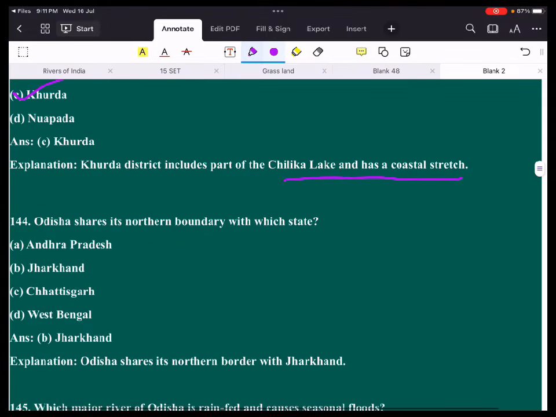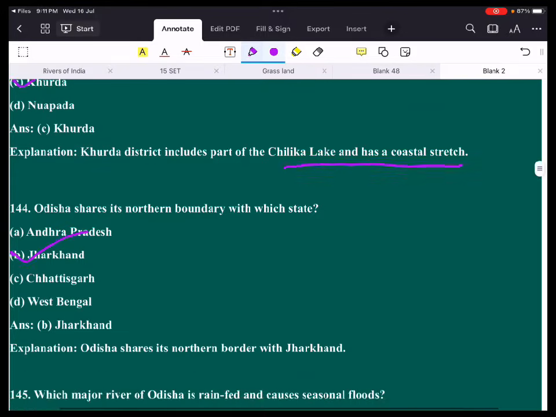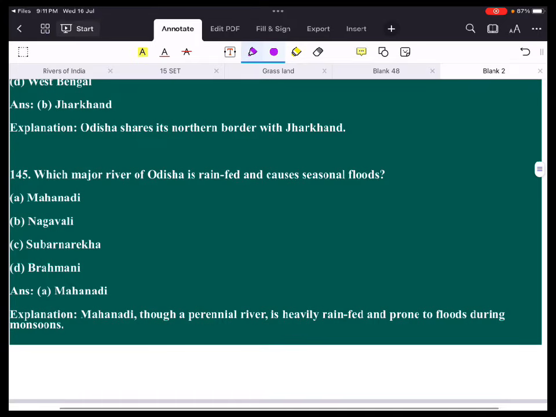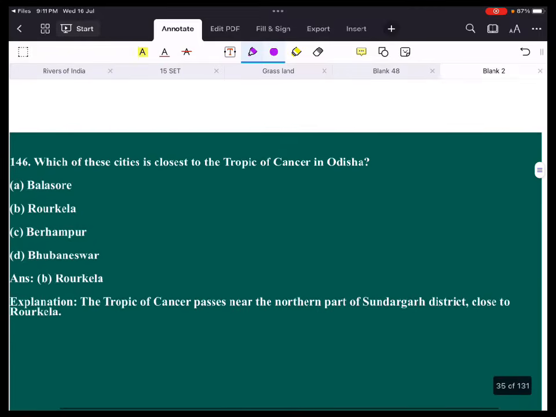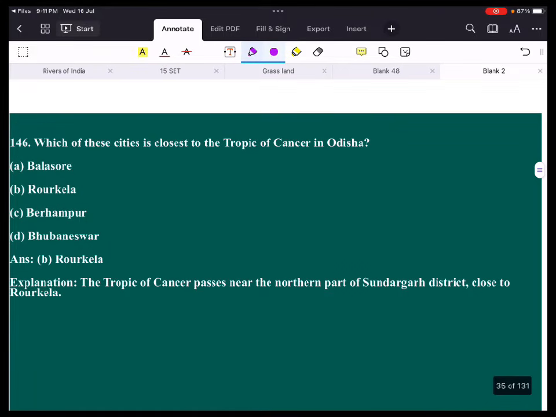Odisha shares its northern boundary with which state? That is Jharkhand, option B. Which major river of Odisha is rain-fed and causes seasonal floods? That is option A, Mahanadi. Which of these cities is the closest to the Tropic of Cancer in Odisha? That is option B, Rourkela.